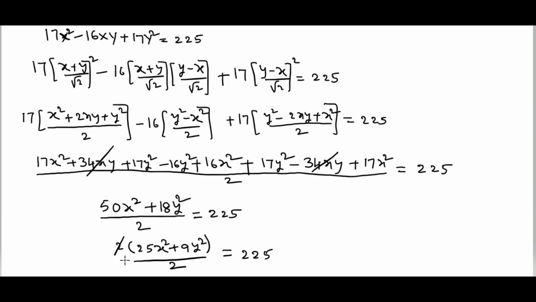From this equation 2 cancel. Now the answer is 25x square plus 9y square is equal to 225. This is the answer.